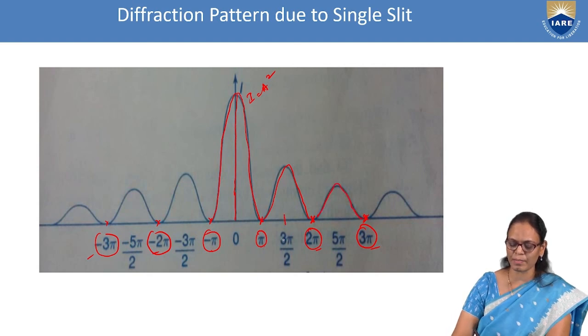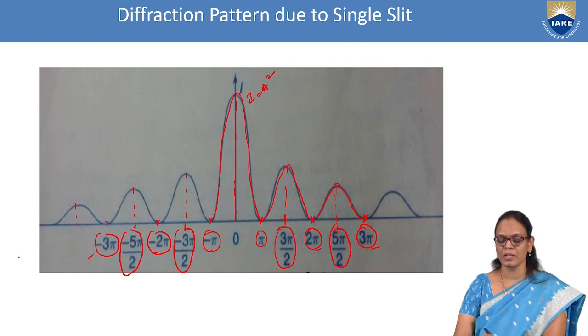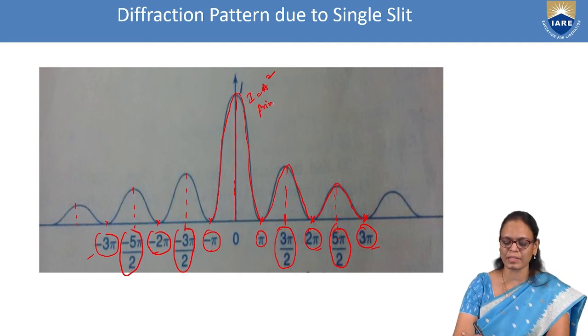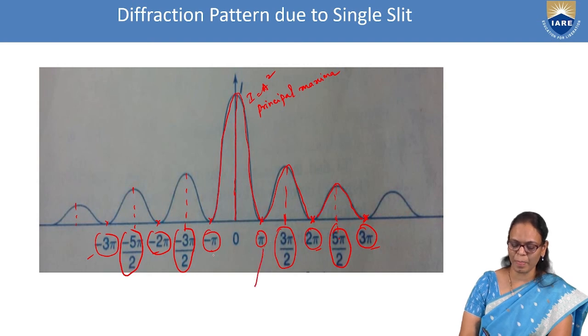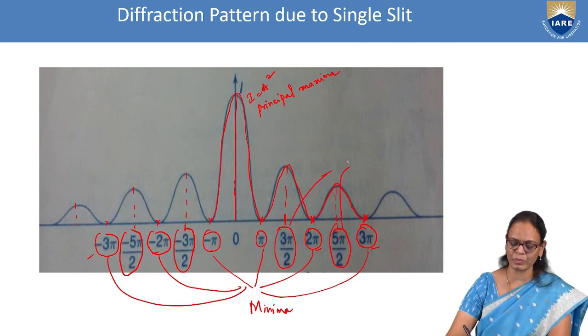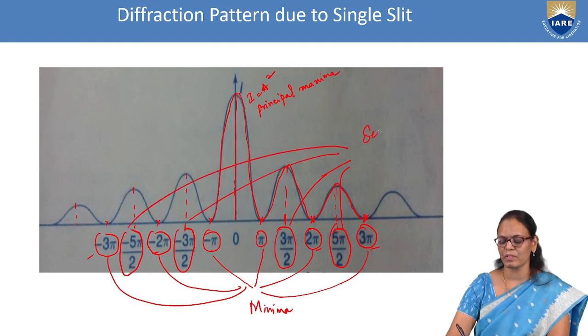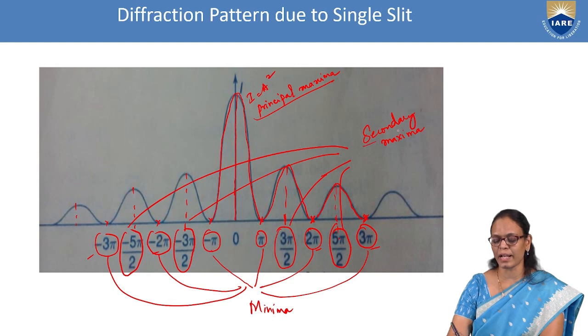So what are the positions of secondary maxima? 3 pi by 2, 5 pi by 2. This is 3 pi by 2. This is 5 pi by 2. And on the other side also, minus 3 pi by 2, minus 5 pi by 2, minus 7 pi by 2, and so on, we have the secondary maxima. So when we look at a diffraction pattern, what we have is a principal maxima, and for all values of pi, minus pi, 2 pi, 3 pi, minus 2 pi, minus 3 pi, we have the minima. And for values of 3 pi by 2, 5 pi by 2, minus 3 pi by 2 and minus 5 pi by 2, we have secondary maxima. So whenever we see a single slit, this is the type of pattern we get, where we have a principal maxima followed by minima and secondary maxima.